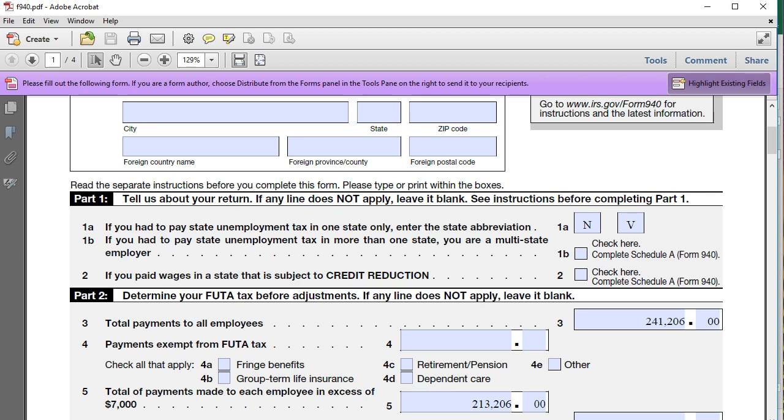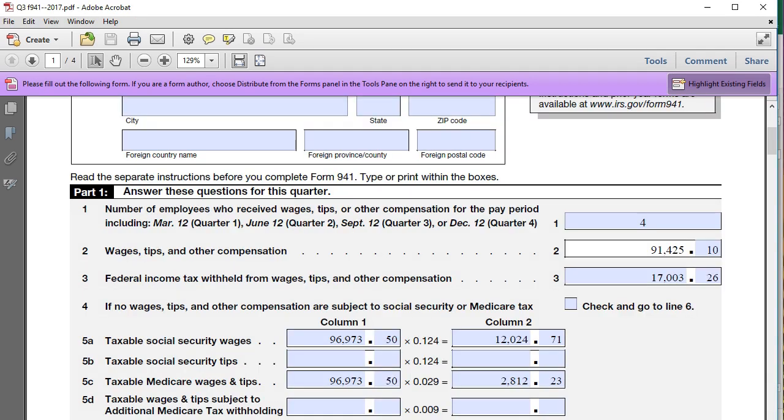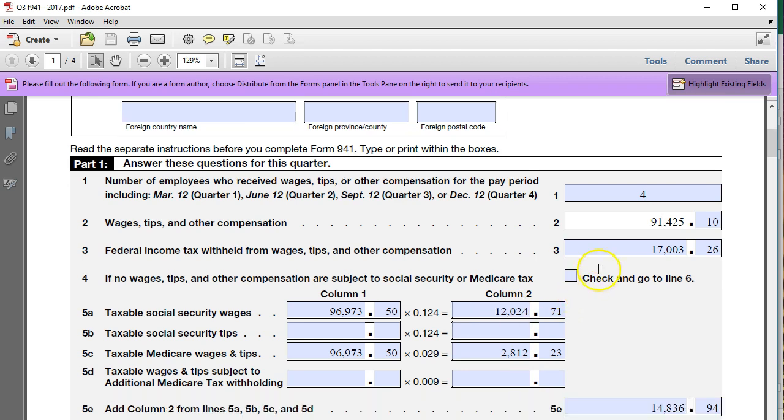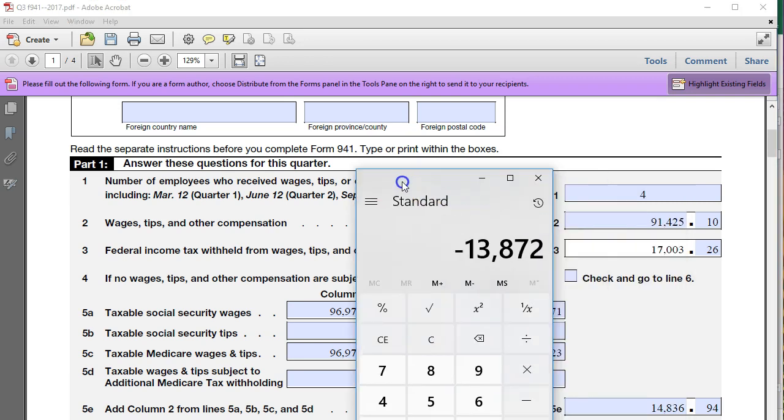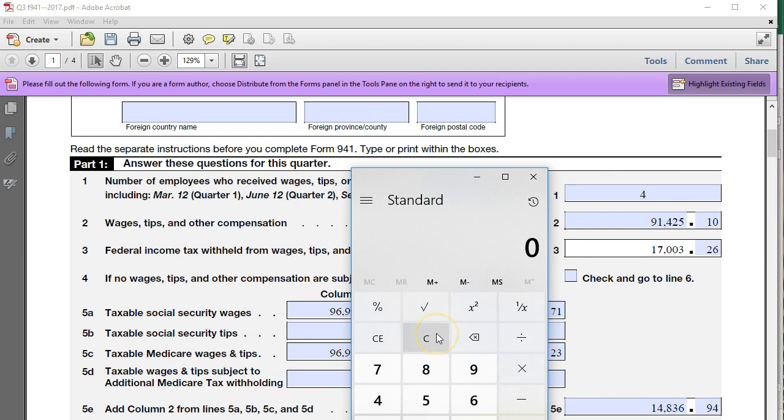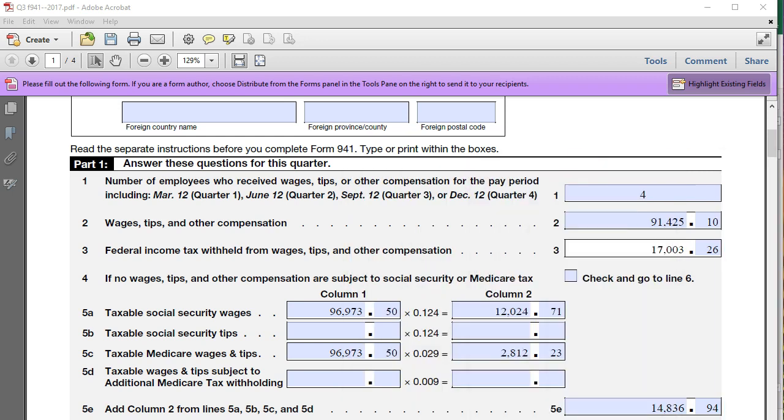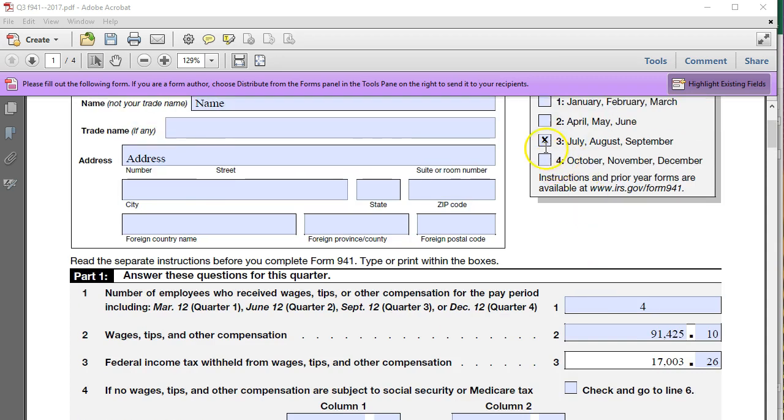The next thing we can do is go to our 941s and reconcile the amounts. From our federal income tax, we can add them up and make sure that they reconcile to our worksheet. So our federal income tax withholdings are going to be this 17,003.26 for our 941, this is quarter 3.